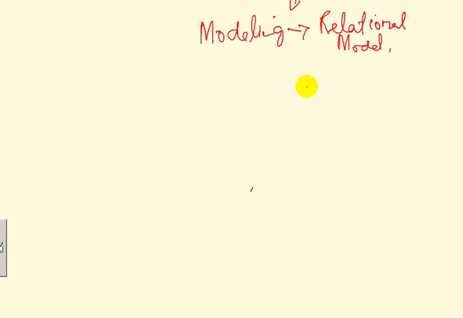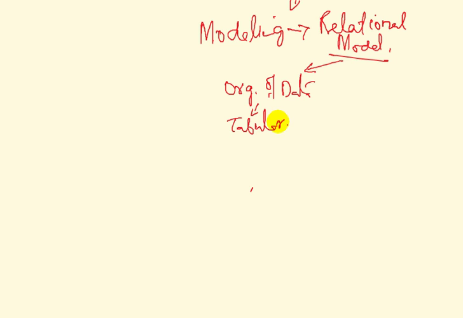Because when we say model, it basically has three things. What are the three things we have? First is the organization of data, or data structure, and the organization of data we have is a tabular structure. We have the tables with tuples and attributes and all. We said we have degrees, we have cardinalities. We discussed a lot of things about it.